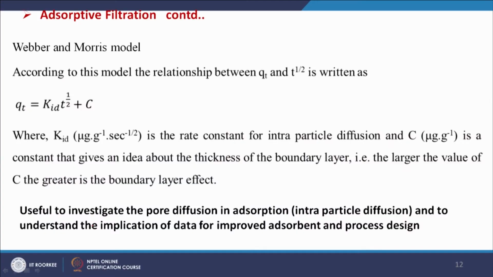And the Weber and Morris model, this is the expression of this model, and it is used to give more interpretation of intraparticle diffusion. Here K_id and C are the constants: K_id is the rate constant for intraparticle diffusion, and C is a constant that gives an idea about the thickness of the boundary layer. The larger the value of C, the greater the boundary layer effect. So, this model is very useful to investigate pore diffusion in adsorption, and to understand the implication of data for improved adsorbent and process design.